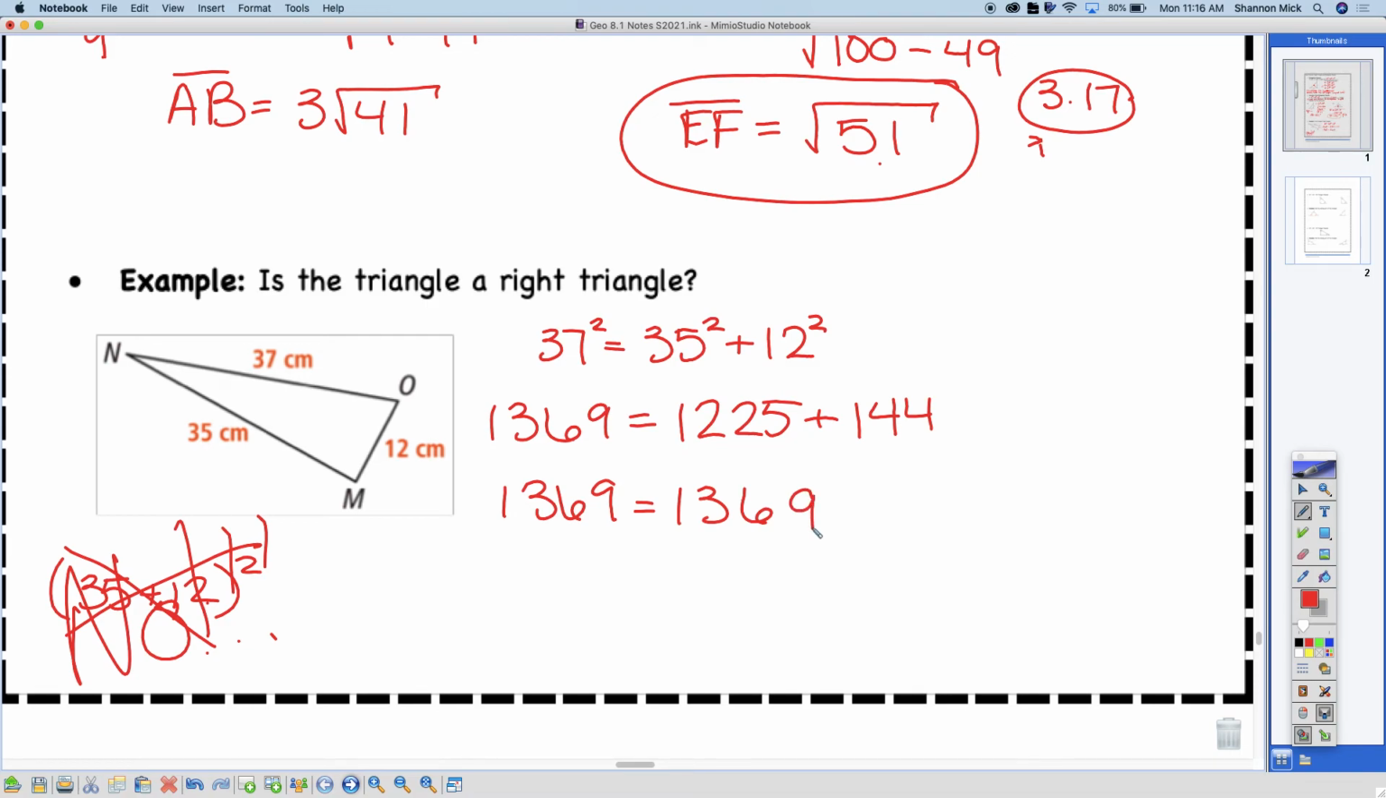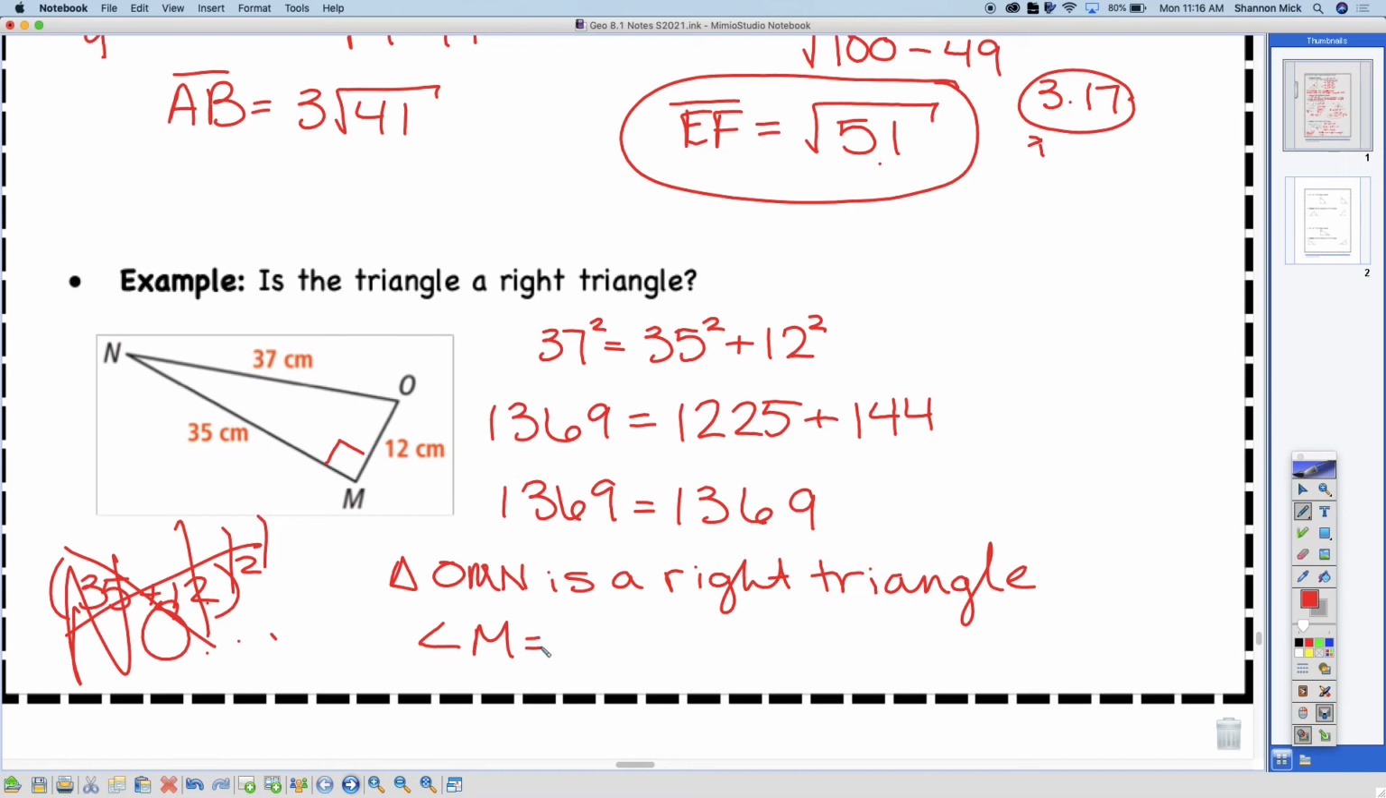So it's OMN. It's a right triangle. And what is the 90-degree angle? M, because it's across from the longest side, correct? Angle M equals 90 degrees.